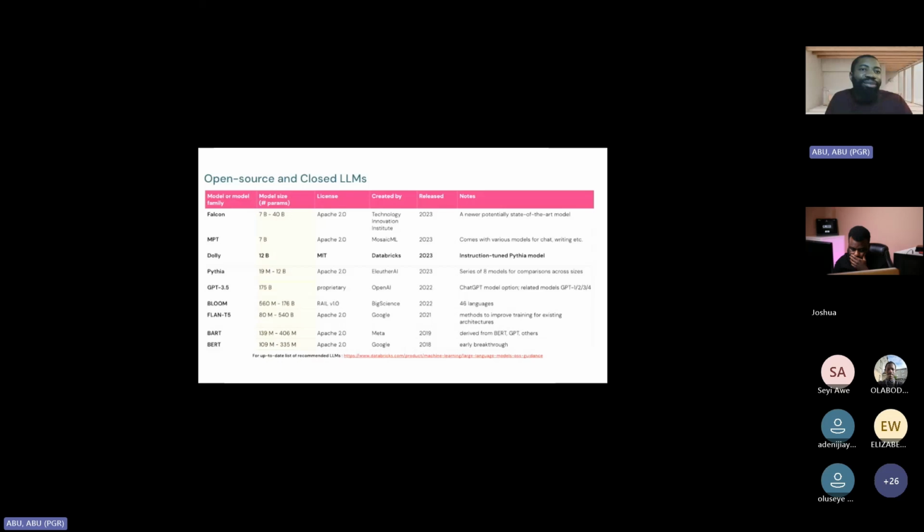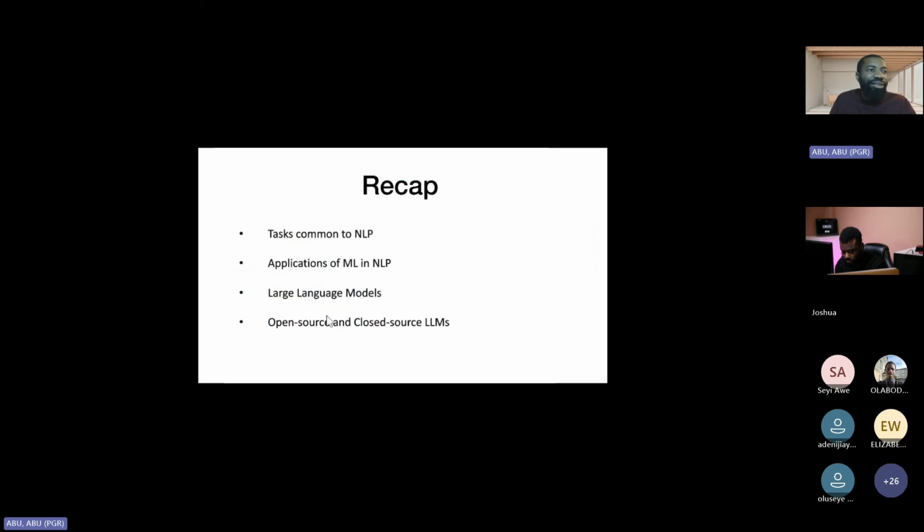So maybe if you downloaded your LLM as at March, for example, some of the information there would have been stale. So if you use it to build anything, it might give you wrong outputs, right? So that's just the thing about the open source. For the closed source, things like your GPT-4, ChatGPT, those are all closed source because you have to pay to use them, right?